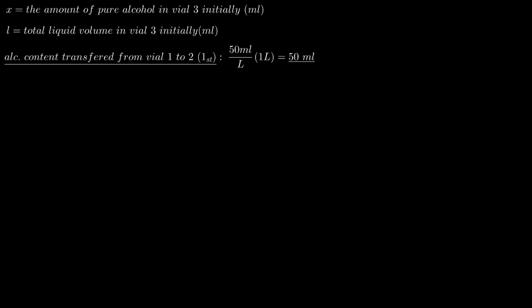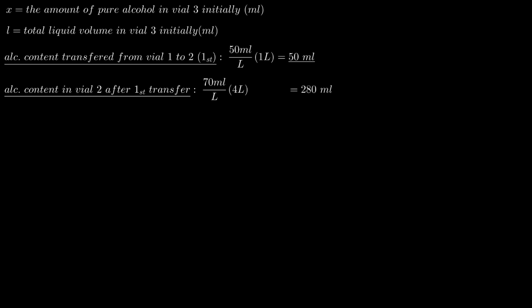Now we add that to the amount of pure alcohol that vial 2 had before the first transfer. So how do we find this? Since vial 2 had an initial alcohol concentration of 7%, that means it had 70 milliliters of pure alcohol per liter, correct? So the total amount of pure alcohol vial 2 had initially was 70 times 4 equals 280 milliliters, since vial 2 had 4 liters of solution initially, correct? So 280 plus 50 equals 330 milliliters. That's the amount of pure alcohol vial 2 has after the first transfer, correct?